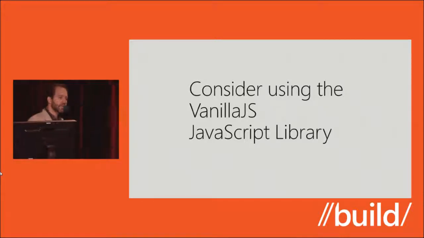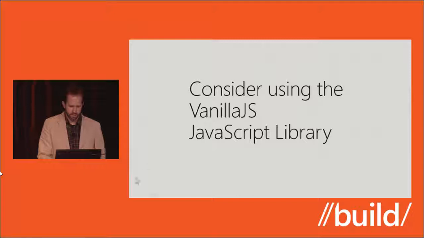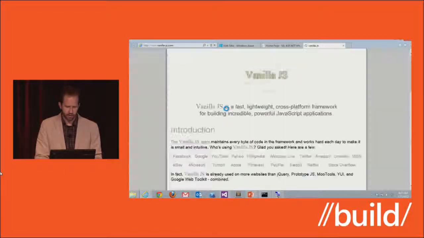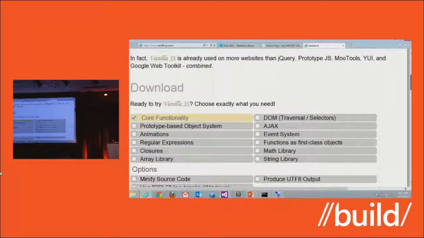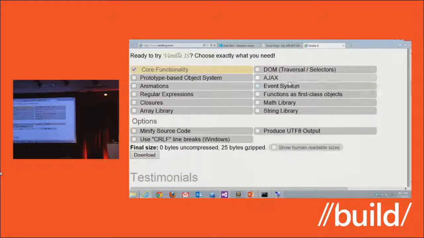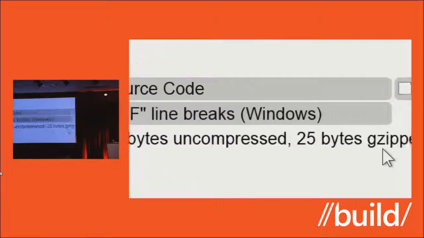Have you guys considered using the very, very exciting Vanilla.js JavaScript library? This is an amazing library that I would encourage you to check out. It's a very fast, lightweight, cross-platform library. You can actually go in here and pick the features that you want. I want Ajax. I want DOM traversal. I need a math library. I'm going to need arrays. And it'll actually calculate for you dynamically the size of that uncompressed. It gets a little bigger when you gzip it.